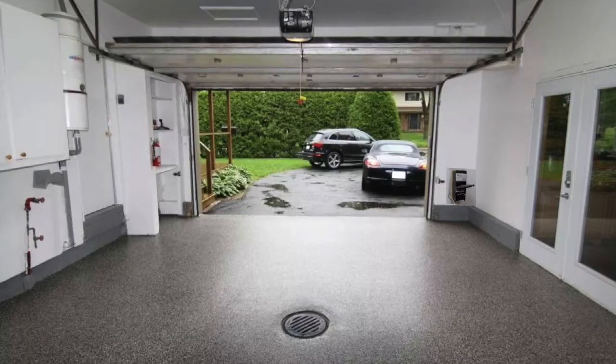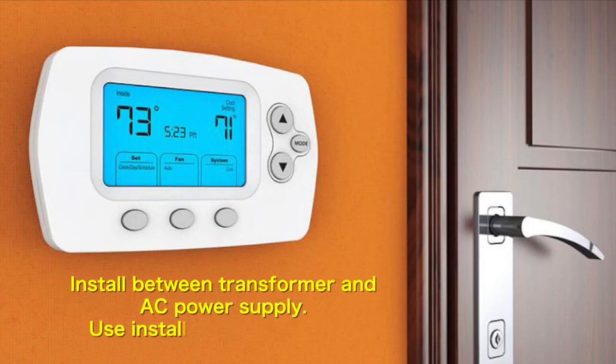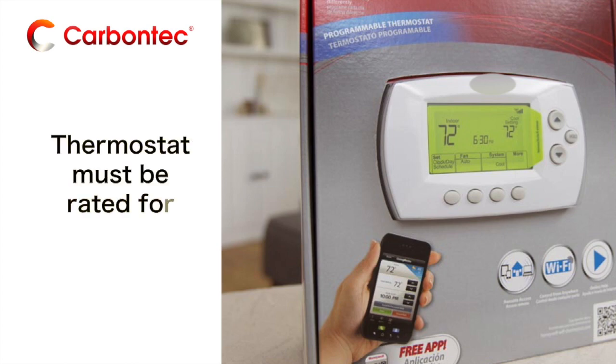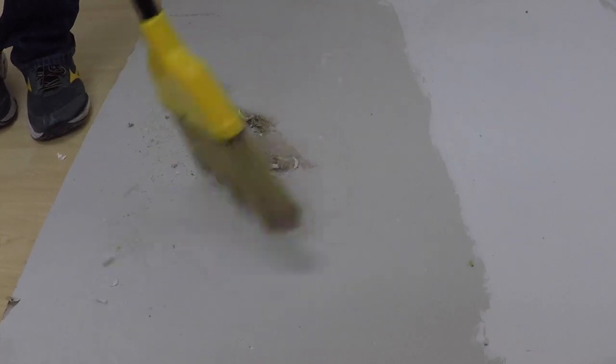Ensure that the transformer is placed and mounted where a technician or licensed electrician can access it easily for system checks or troubleshooting issues. Install UL listed controller at an intermediate location between the transformer and the AC power supply using the installation instruction included with the controller. If the customer wants to use a thermostat to control the Carbontec heating system, ensure that the thermostat is rated for 110 volts. Prepare the selected area for installation.